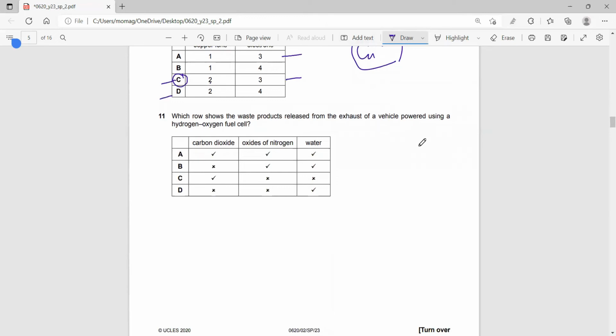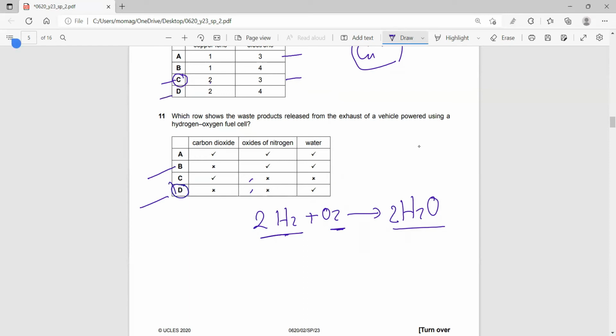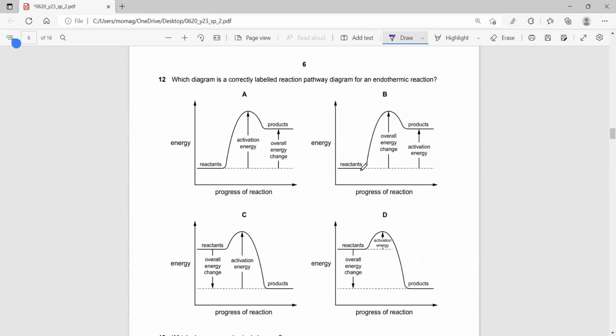Question 11. Hydrogen, oxygen, fuel cell. The overall equation is 2H2 plus O2 to give 2H2O. H2 plus O2 to give water. Can you see anything about carbon dioxide? We can't. Can you see anything about nitrogen? Again, we can't. So here, the intersection between the two possible answers will be D. Why? As water is the only product we have. Okay? And of course, this is a main advantage of using a hydrogen fuel cell.